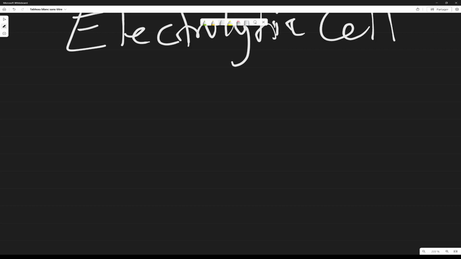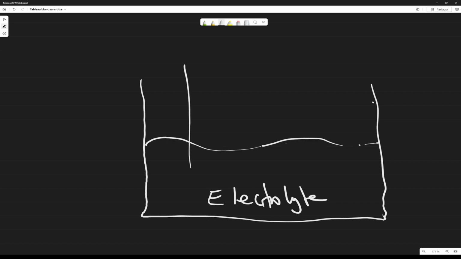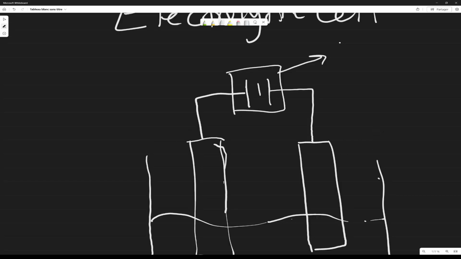So if we're to draw a diagram of it, we're going to have one solution. And we know that to be generally the electrolyte. Right? And within this one solution, we're gonna have two electrodes. And then we have a battery. Now that is the difference. So this is going to be a battery here. So this is the battery.